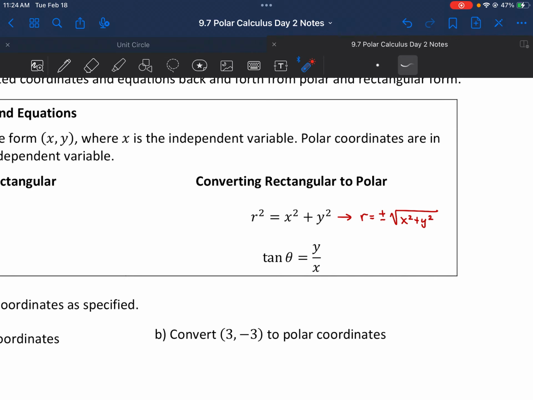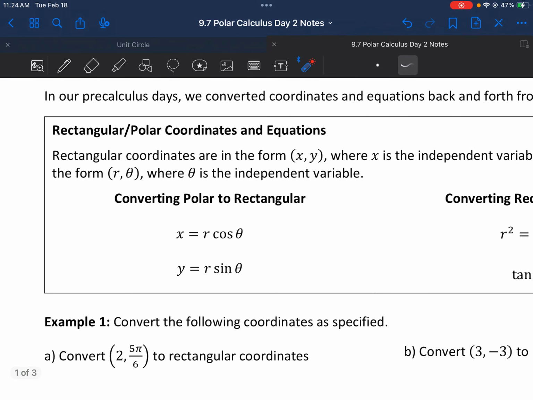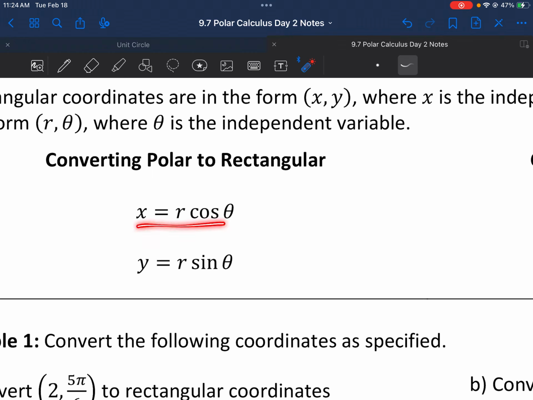Okay? Notice, by the way, this is going to play an important role when we start taking derivatives, that when we represent x as r times cosine theta and y as r times sine of theta, this represents x in terms of theta and y in terms of theta, which actually creates parametric equations. Just instead of t, we're using theta.